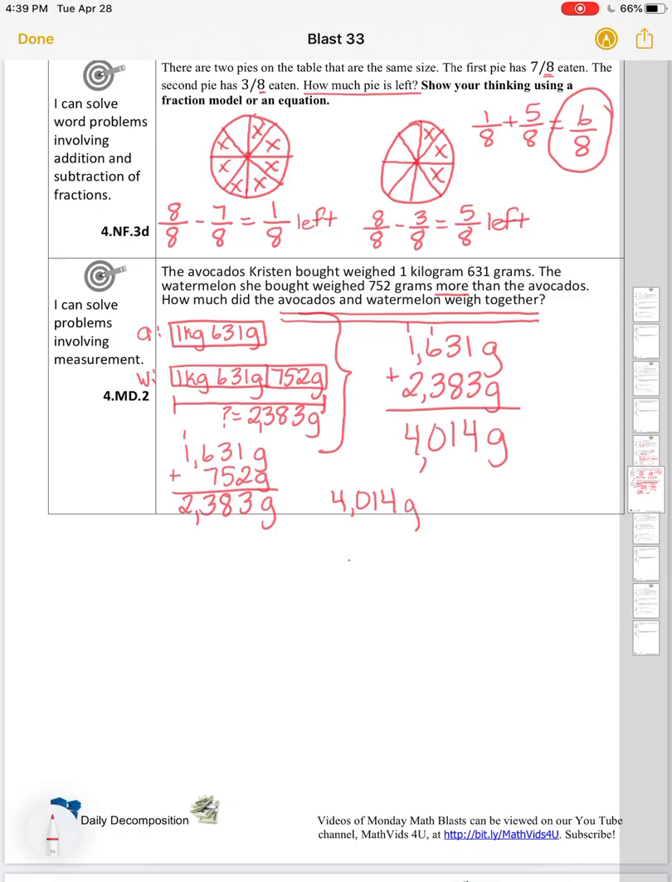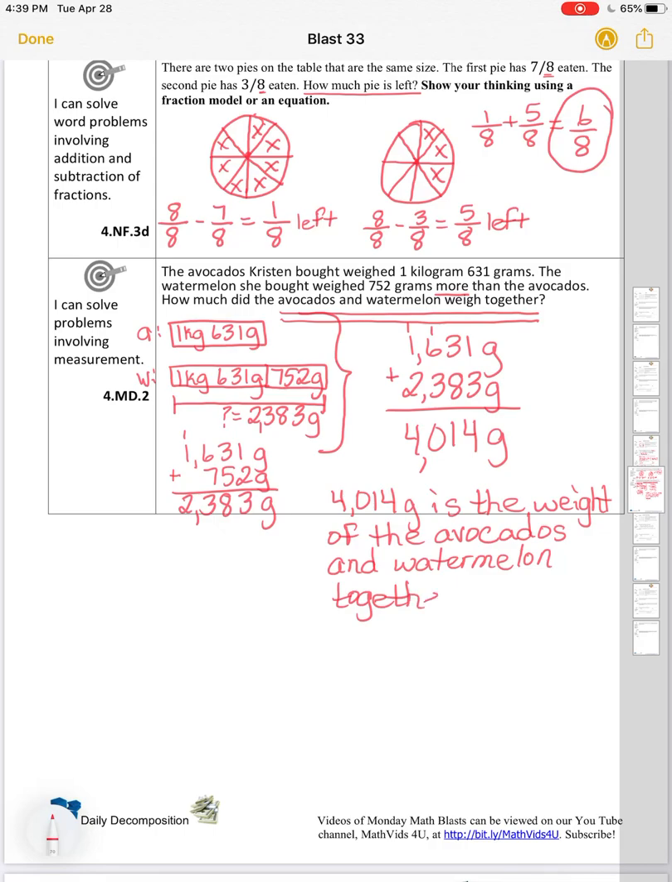4,114 grams is the weight of the avocados and watermelon together. Just taking our question and rewording it here with our answer in there to make a statement.